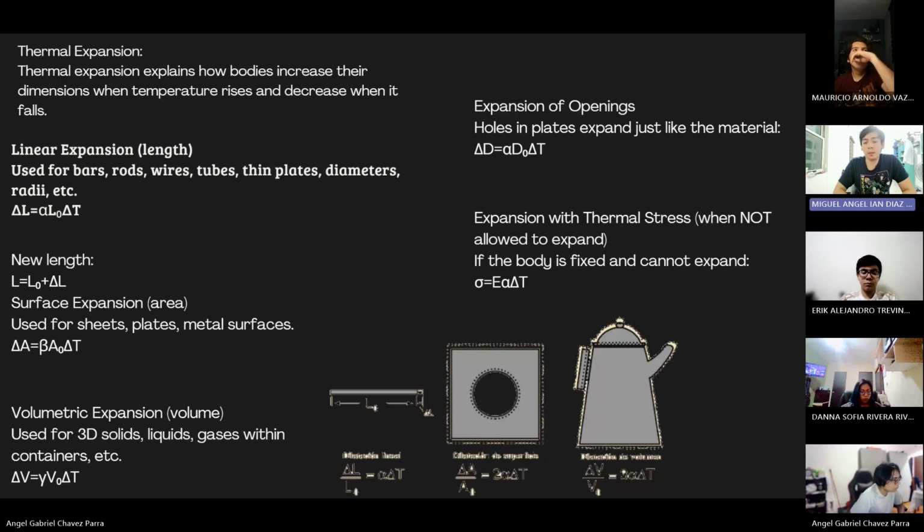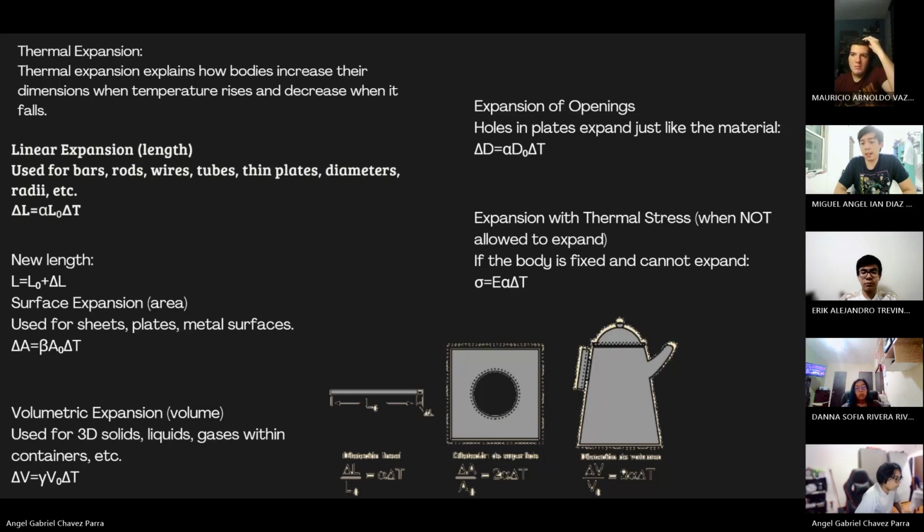Volumetric expansion, volume, used for 3D solids, liquids, gases within containers, etc. Delta V is the change in volume. Gamma is the volumetric thermal expansion coefficient. V0 is the initial volume. Delta T, as I said before, is the change in temperature.